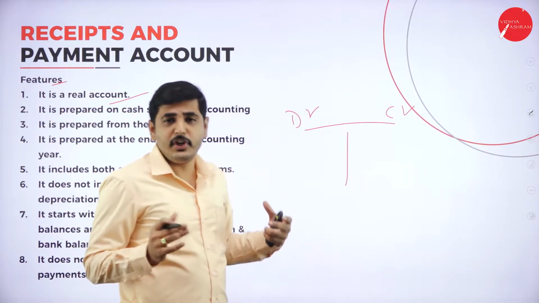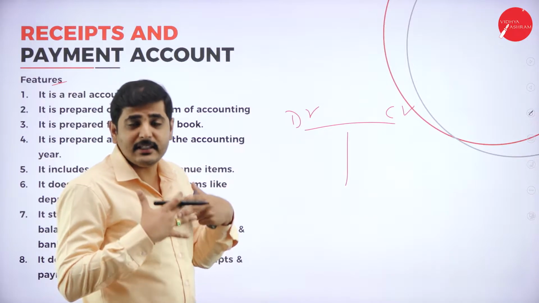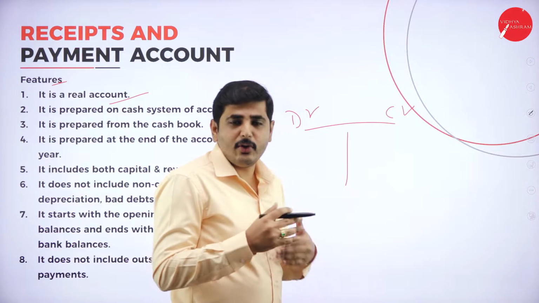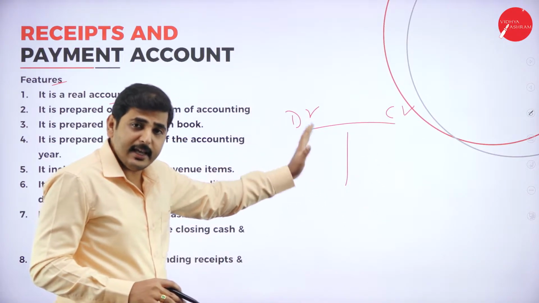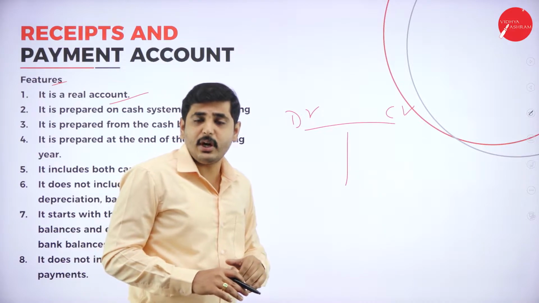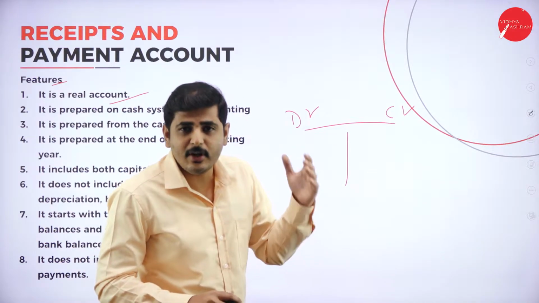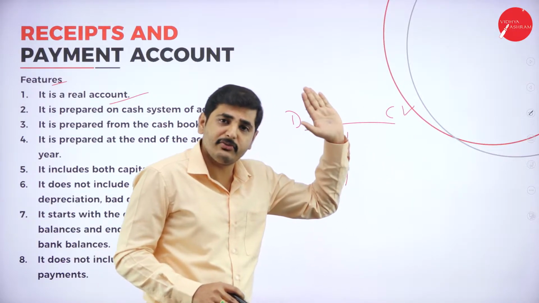So in accounts we should feel ourselves as the business. As an accountant I should feel myself as the business, and whatever comes to me is debited, whatever goes out of me is credited. Now, profit and loss account or income and expenditure account is a nominal account. What nominal account says: debit all expenses and losses, credit all incomes and gains.